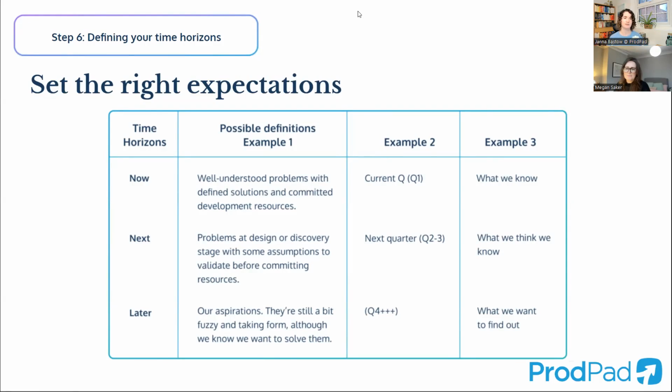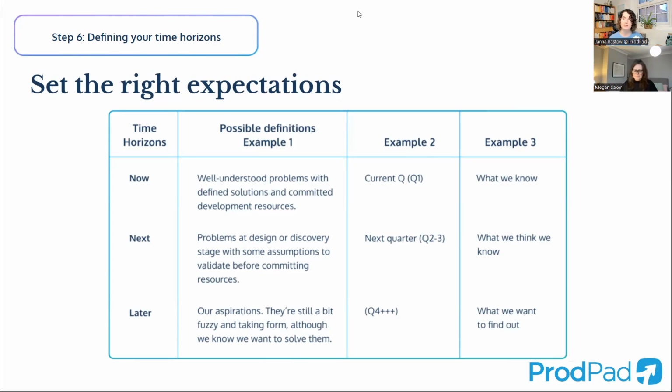So the now is the stuff that's right in front of you. That's the well understood problems and committed dev resources. The next is the stuff that's a little bit further on from there. This is the stuff that's in design or discovery, and you still need to check those assumptions. You still need to do some validation before you start breaking it down into the now column.